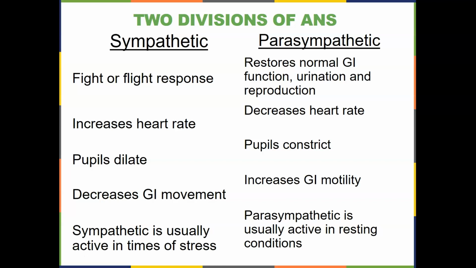Definitely decreases GI movement. When you are running away from the hungry lioness, you're not digesting your food. Blood is leaving your digestive tract and actually being shunted to your legs and your arms, things that can get you out of that sticky situation. Sympathetic nervous system is usually active in times of stress, biological stress.